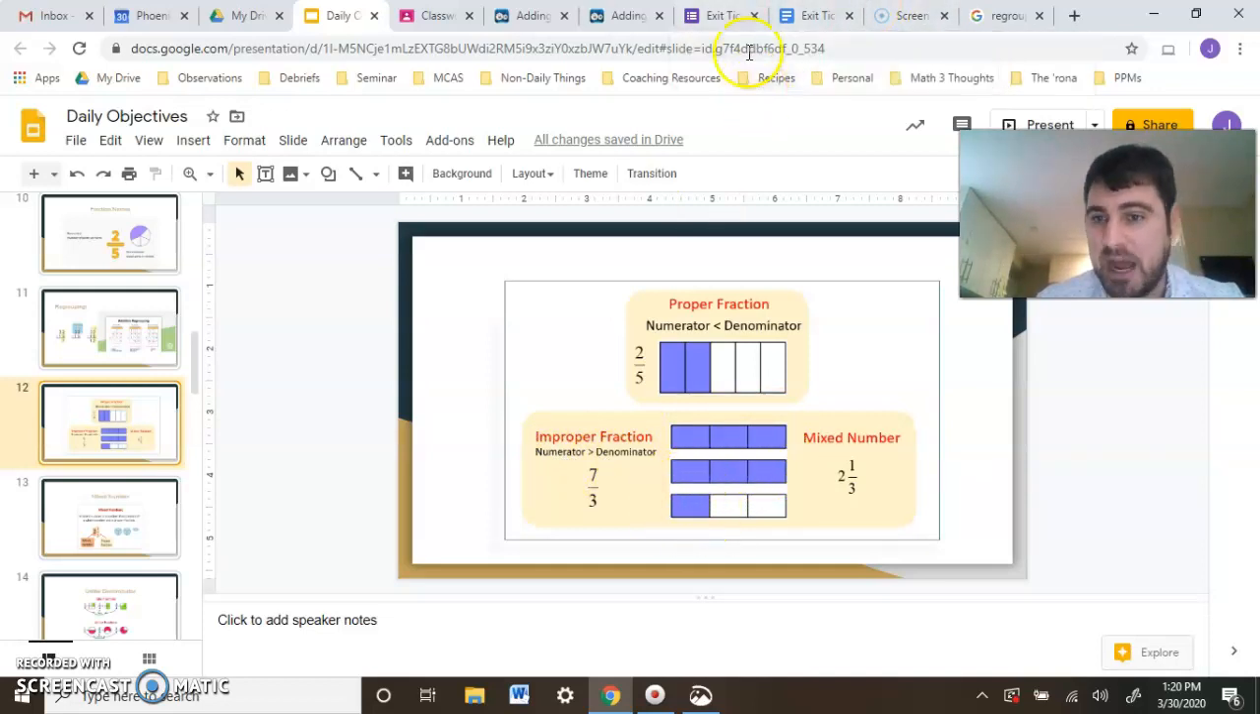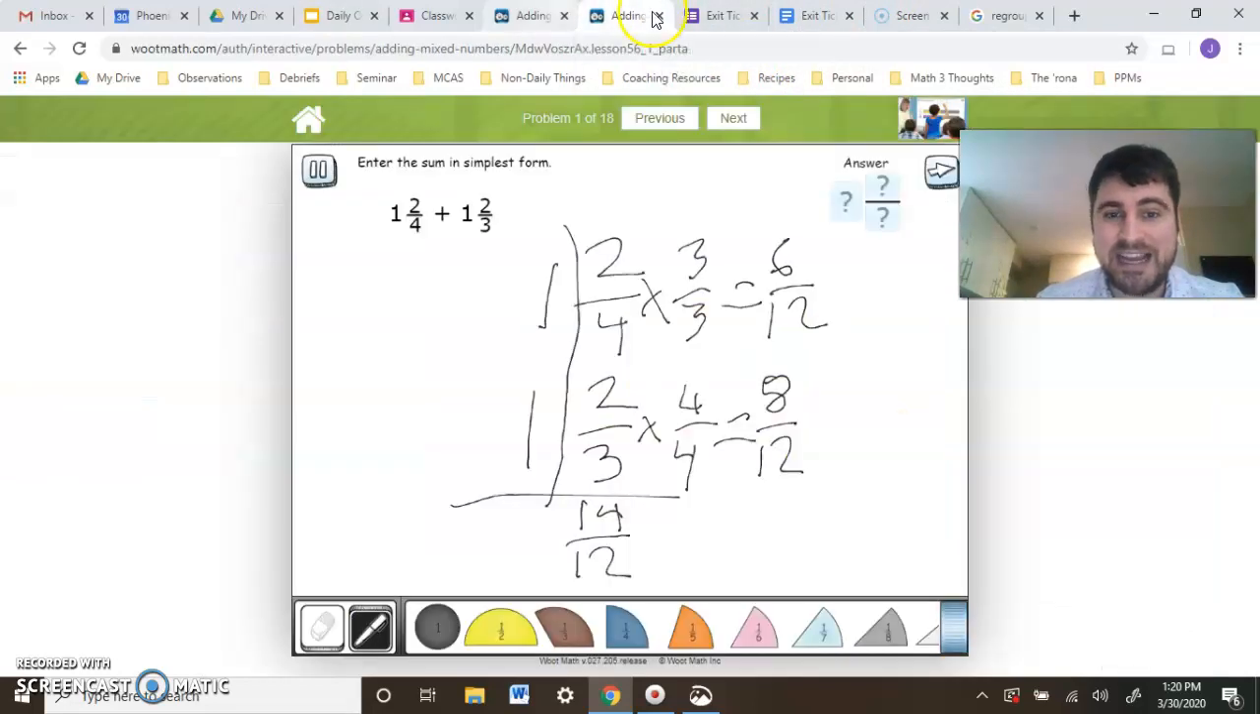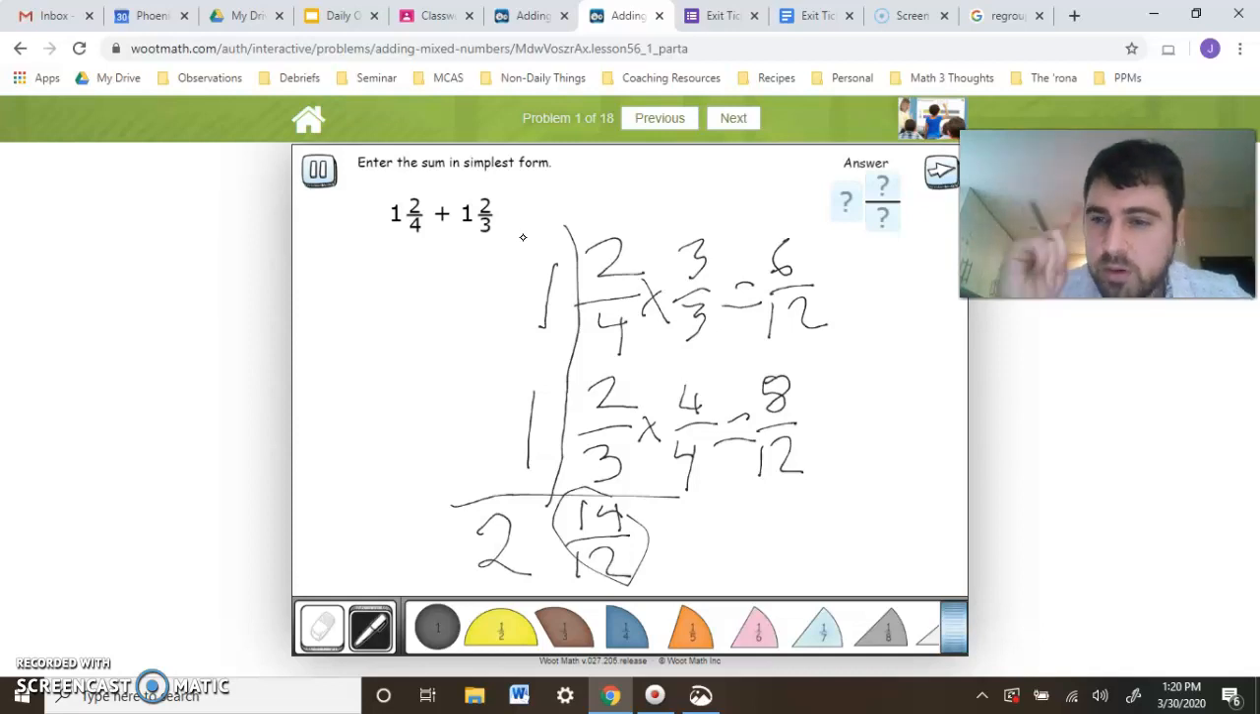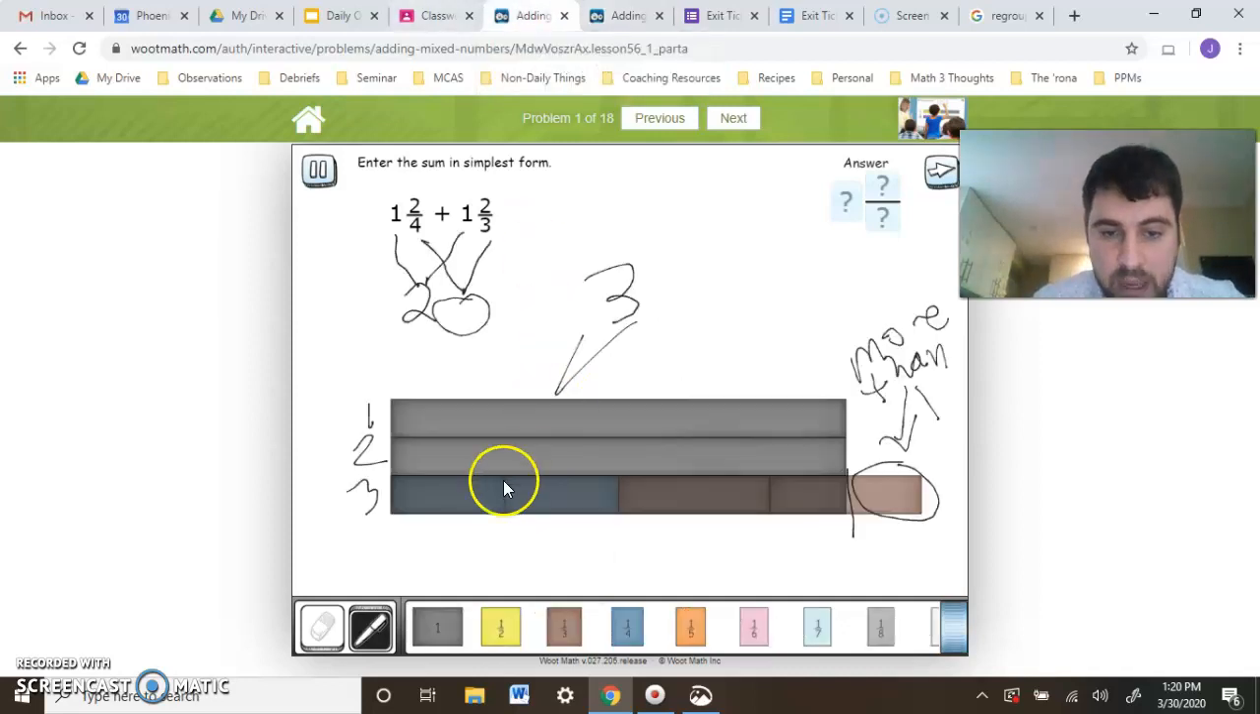Now, that feels like a problem to me because I don't like the idea of having something here that has a whole and something here that has a whole. 1 plus 1 is 2. So I want to change this. What can I do? Well, when we regroup, what we normally do is take away a whole.